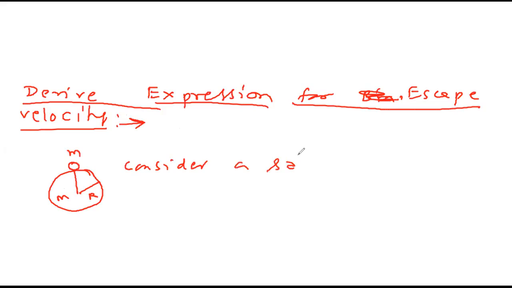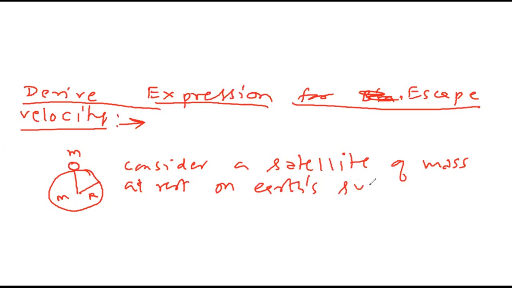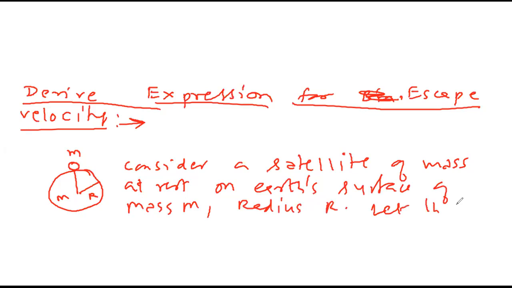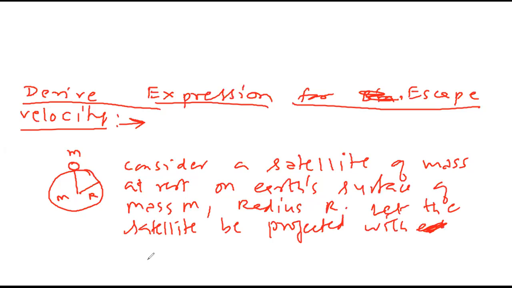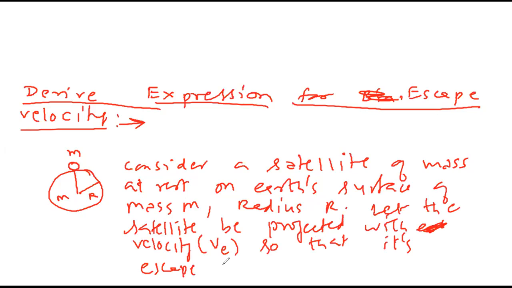Consider a satellite of mass m at rest on Earth's surface of mass capital M, radius capital R. Let the satellite be projected with velocity v suffix e so that it escapes from the gravitational influence of Earth. Just write only this much first.